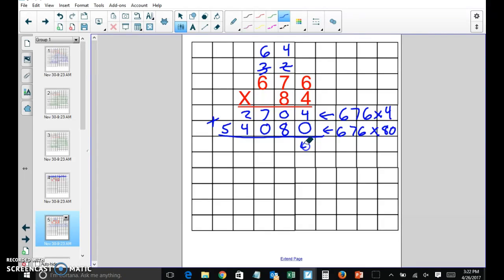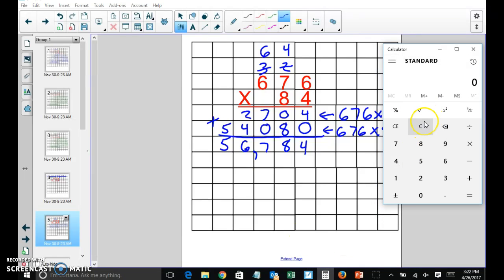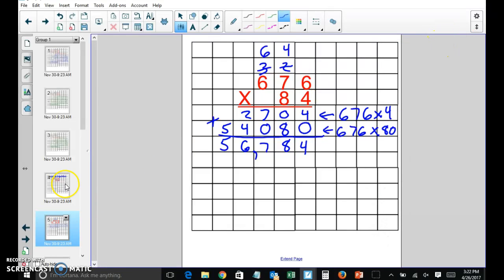So that's 4, 8, 7, 6, and 5. I'll add my comma. And if you have a calculator on any work that you're doing, you might as well check, right? So let's check. 676 times 84 equals 56,784. Awesome. All right, let's look at another one.